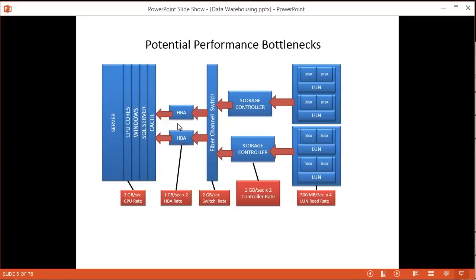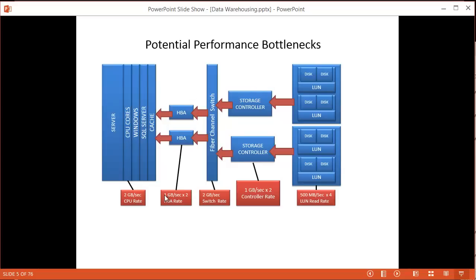So each HBA in this case can support 1 gigabyte per second, and if they are multipathed, then they are working in parallel, and so that becomes 2 gigabytes per second. And then, of course, on the core side, you need to make sure you have sufficient performance capabilities of your CPU cores, that in total they are capable of consuming, or in other words, aggregating that data at a rate of about 2 gigabytes per second.